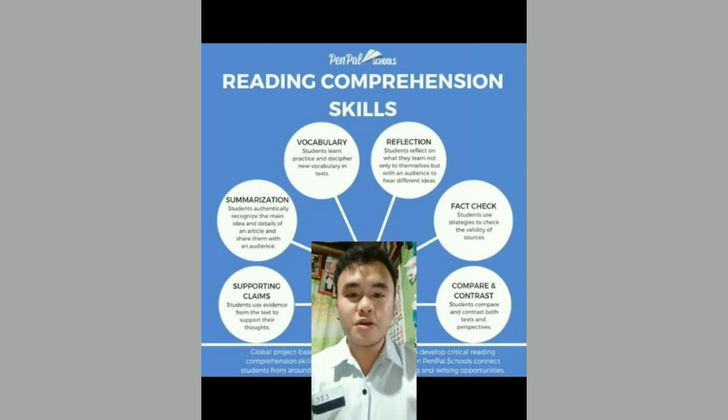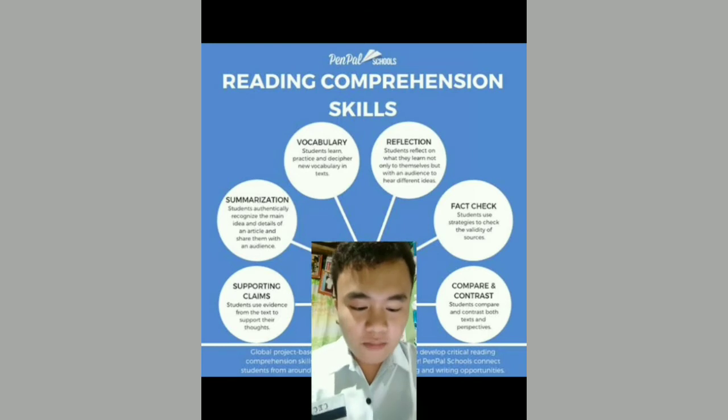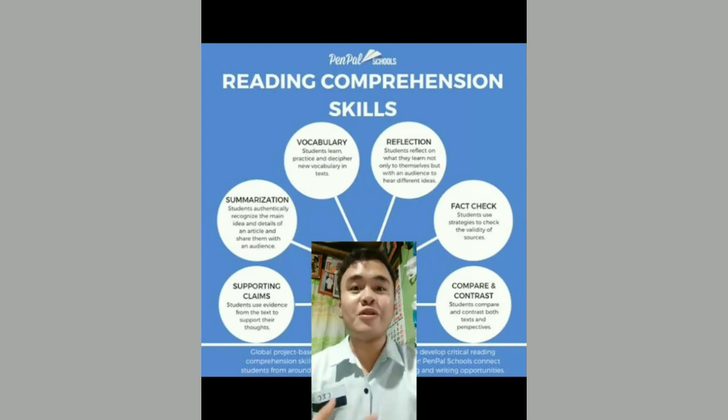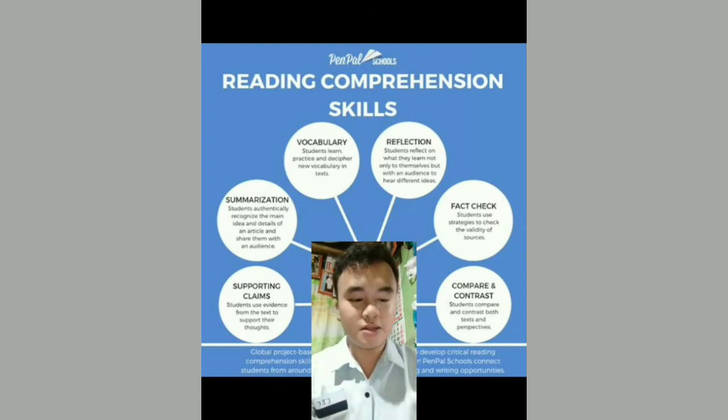Number 3 is vocabulary. So in vocabulary, students learn, practice, and decipher new vocabulary in text. It tells that vocabulary is very important, so that we will explore new words, or discover new words, in which way we can apply them in other places in our life. So learning new words can also help to improve our reading comprehension skills.